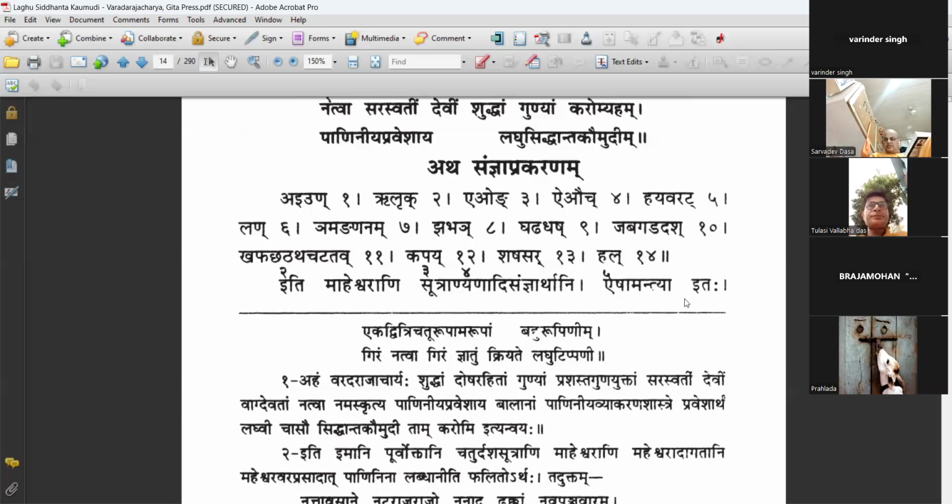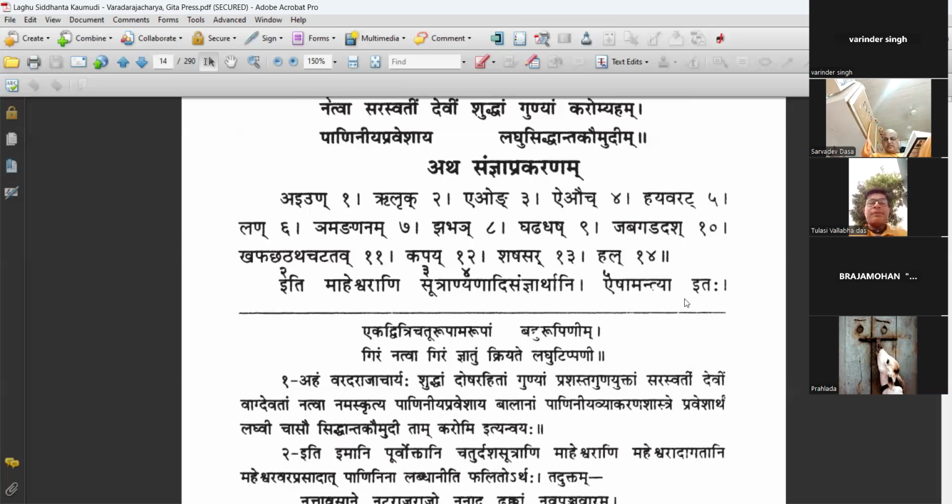Okay? Is it clear or not? Yes, Prabhu ji. Clear, huh? So it's very simple. The last letter is just for pronunciation, just for consideration.